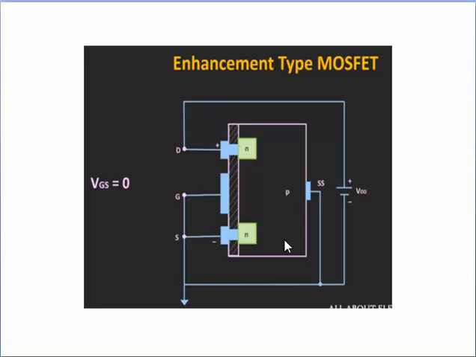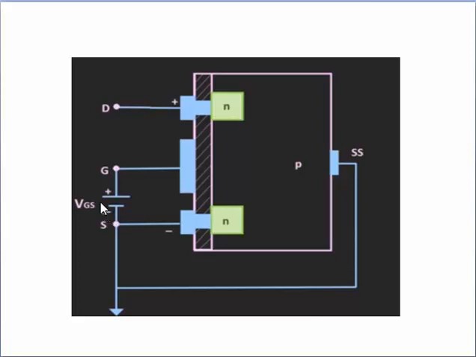Now let us see what happens when we apply the positive voltage between gate and source. In this figure, we apply the positive voltage between gate and source terminal. Here the substrate and source terminal are connected together, and they are connected to the ground terminal together. And the positive voltage is applied between the gate and the source terminal. And for a moment, let us assume that this VDS is equal to 0. That means the voltage between drain and source is 0.